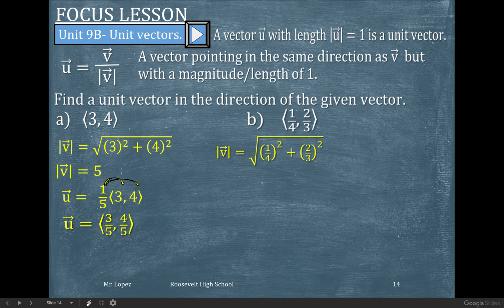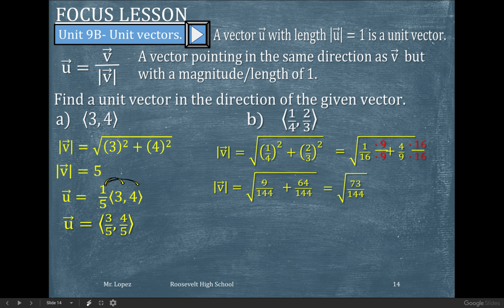So it's going to equal the square root of 1/16 added to 4/9. We need a common denominator. Multiply the first fraction by 9, top and bottom. Multiply the second fraction by 16, top and bottom. The answer is going to be 9 over 144 plus 64 over 144. Add those up, now that you have a common denominator.